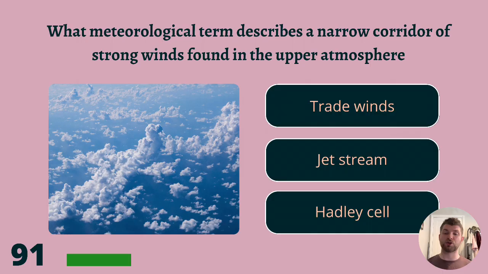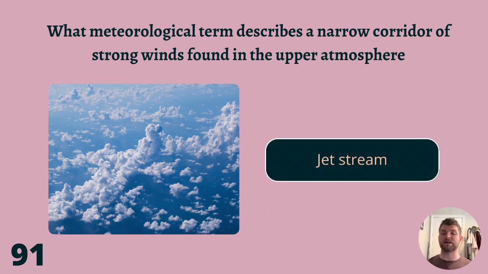What meteorological term describes a narrow corridor of strong winds found in the upper atmosphere? Trade winds, jet stream, or Hadley cell? The answer is jet stream.